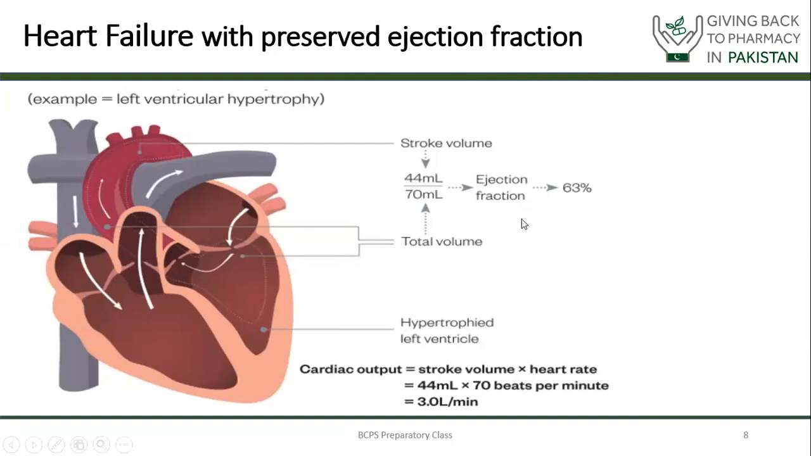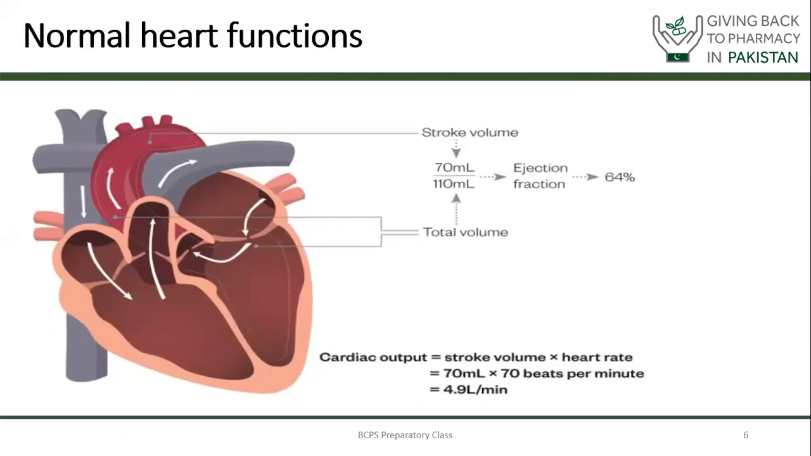Although the ejection fraction is 63%, it is still a failed heart, because a 44 ml stroke volume cannot perfuse the whole body. That's why I was trying to explain that you should know about ejection fraction. Even with a 63% ejection fraction, the heart is failed, because it depends on the total volume pumped out. A healthy heart pumps out 70 ml in a single stroke. Below this, it will not perfuse the body, and it is considered a failed heart.